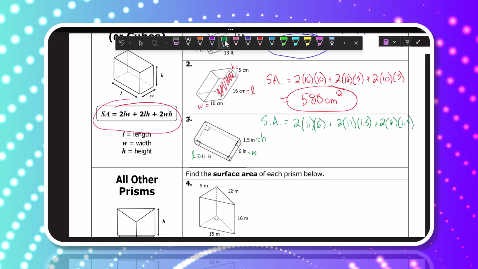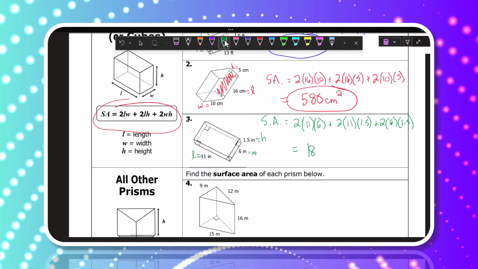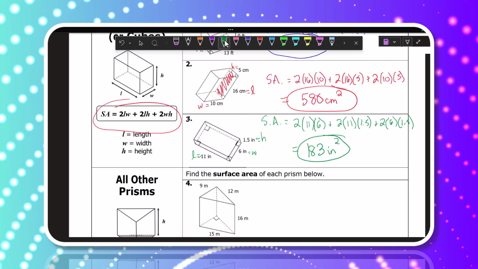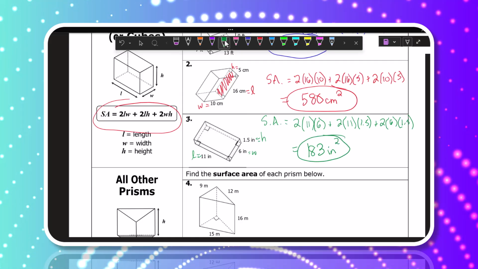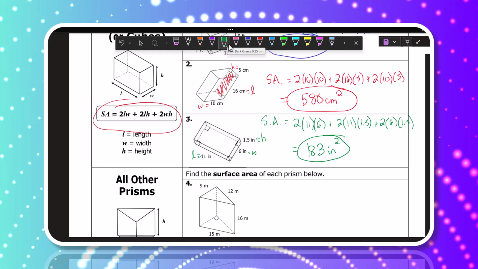Again, we throw that all in our calculator or Desmos, and we get 183 inches squared. Don't forget the square. That's how we find it for rectangular prisms, or cubes, which are still rectangular prisms.